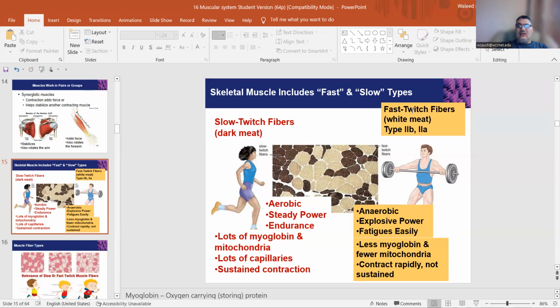On the other hand, the one that's fast twitch, it's fast to fatigue. Fast to twitch, fast to fatigue. Slow to twitch, slow to fatigue. So sustained contraction, endurance, steady power, slow. The fast ones work fast, but you get tired fast. Fast to contract, fast to get tired. And it is white in color, like the chicken breast. There are subtypes of this type 2 called 2A and 2B. These are subtypes, but we're not going into the details.